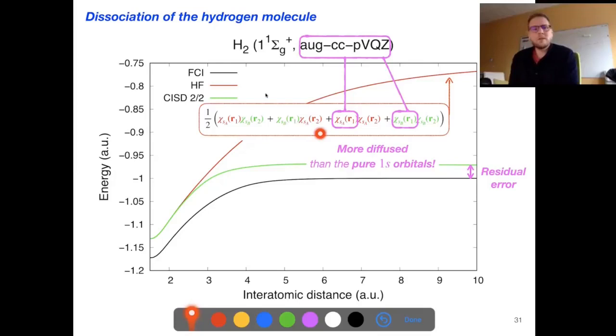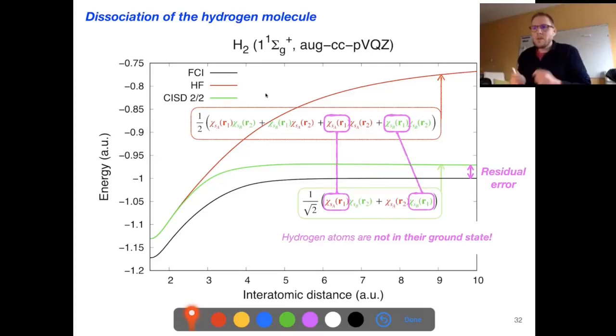What does it mean? It means that these S orbitals that you obtain from your Hartree-Fock calculation are actually not pure 1S orbitals. So you have these S orbitals, and if you do a CI on top, what happens? Well, you reuse these orbitals, you don't touch them, and you construct your multi-configuration wave function. So what does it mean?